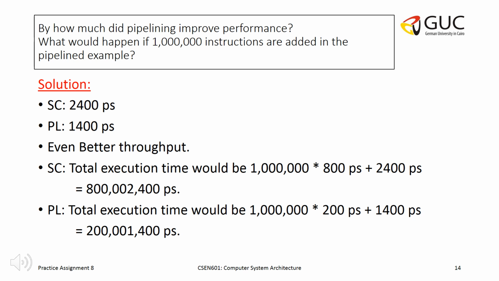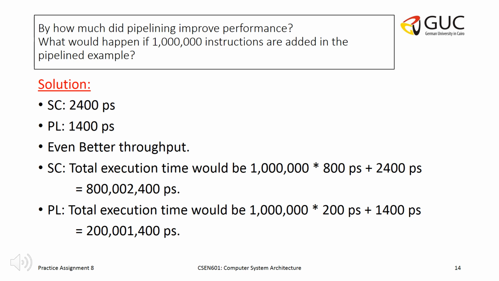Okay, let's move to the second part of our question. What is the second part? What will happen if we add 1 million instructions instead of only 3 instructions? It will lead to even better throughput. Why? For the single cycle, we will add 1 million multiplied by 800, plus the 2,400 we know for the 3 instructions. So it will be about 800 million picoseconds.